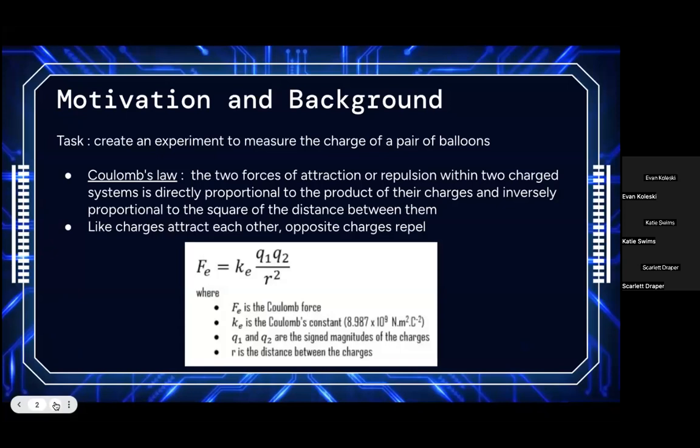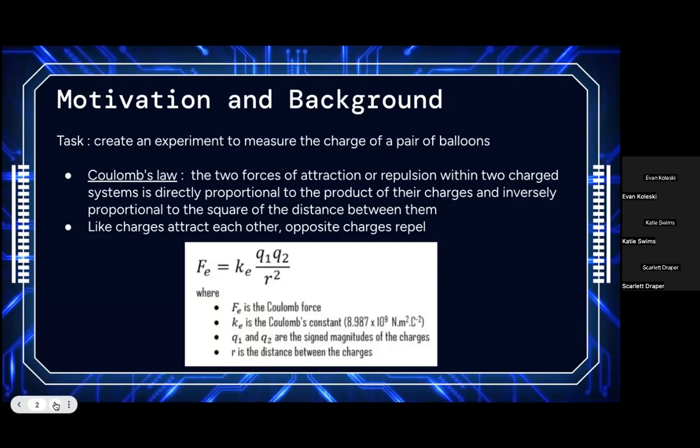So for the motivation and background regarding this formal lab, the task was to create an experiment to measure the charge on a pair of balloons. So we used two. And some background information that's required to understand this experiment and the trials that we ran is Coulomb's law, which basically explains that the force of attraction or repulsion between two charged systems is directly proportional to the product of their charges and inversely proportional to the square of the distance between them.